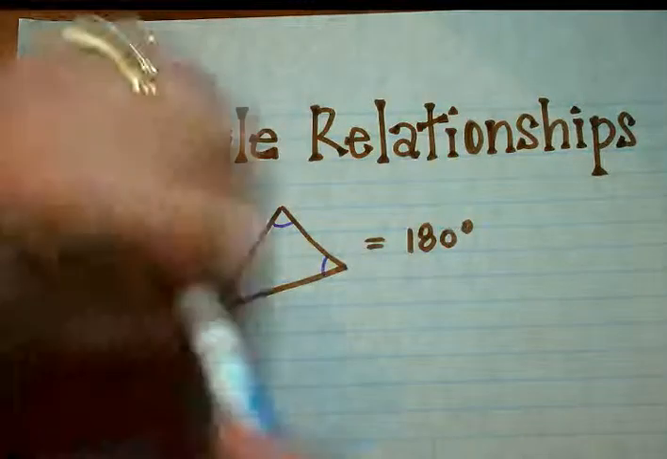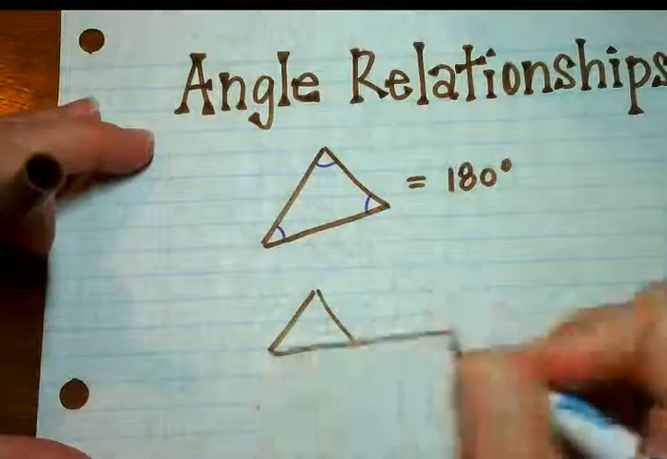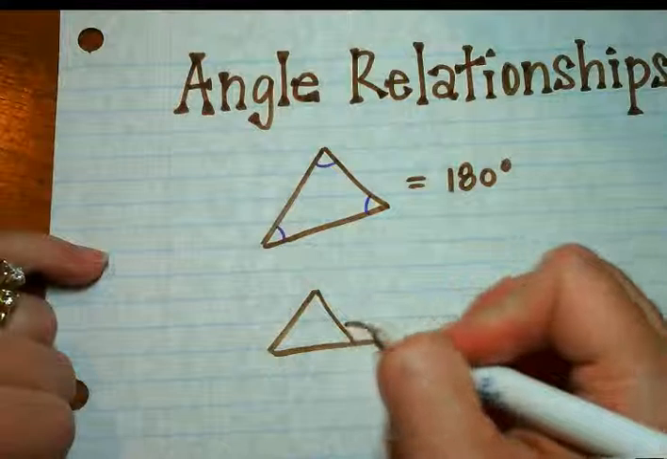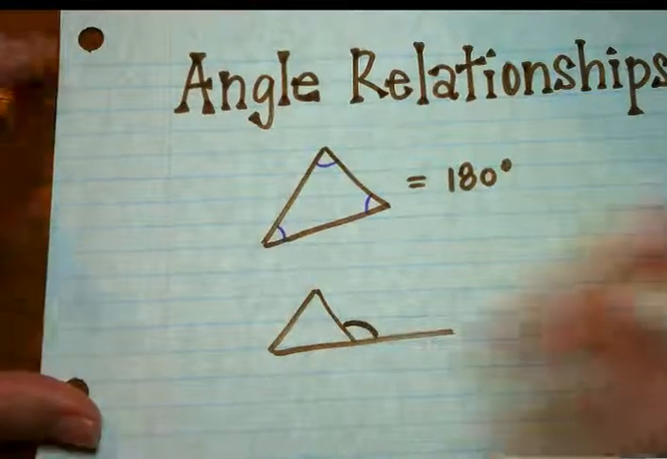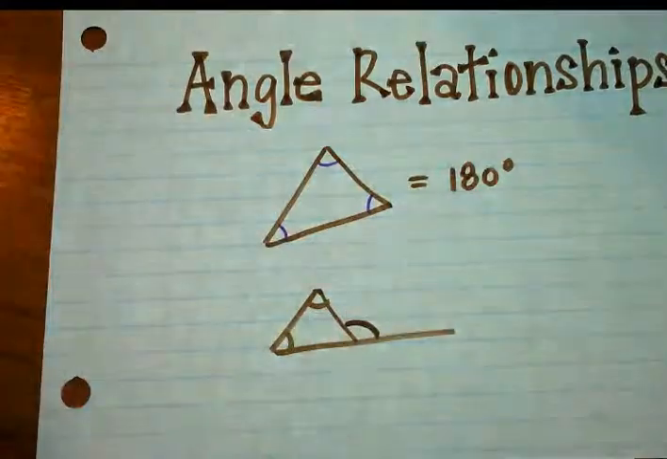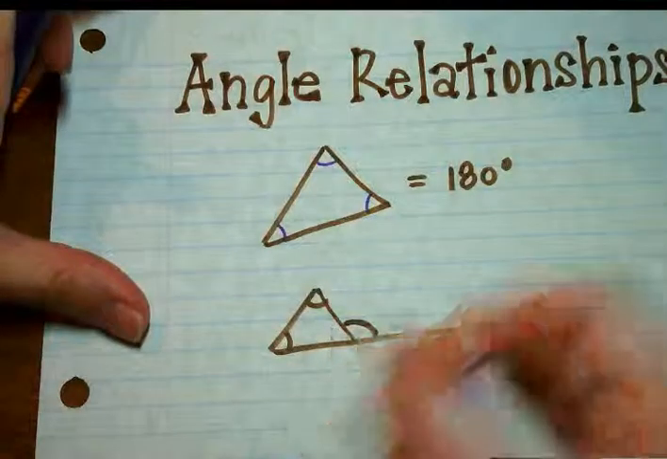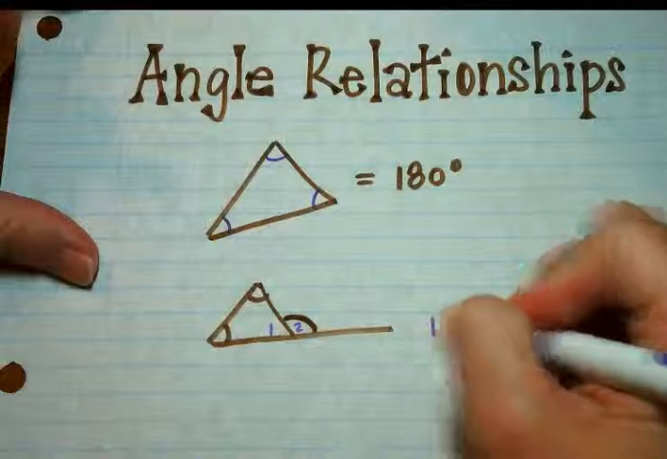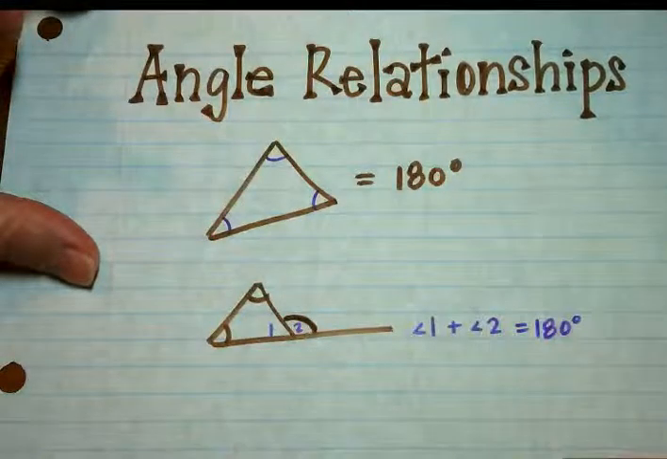All right. Another thing that we learned this year is that if you had a triangle and you were asked to find this angle out here, this angle out here is the same as those two angles added together. The reason why is that these two angles right here, I'm going to number them, angle 1 and angle 2. Angle 1 plus angle 2, those add up to 180 degrees.